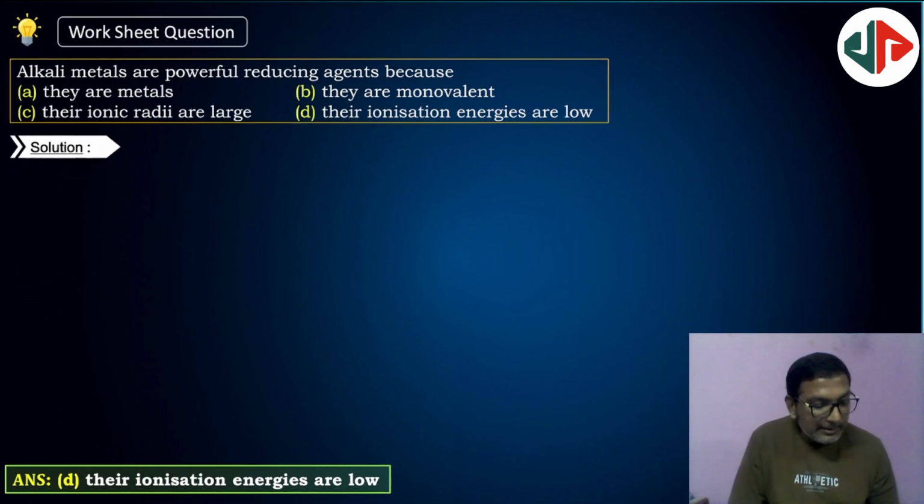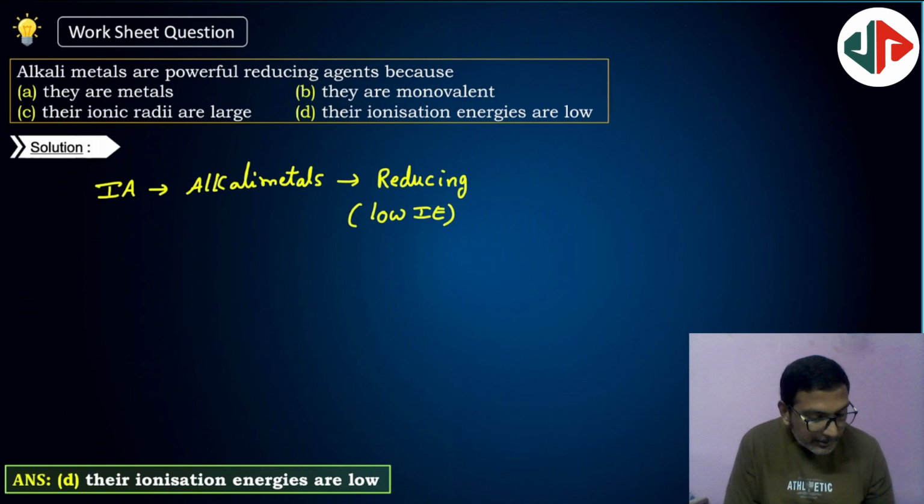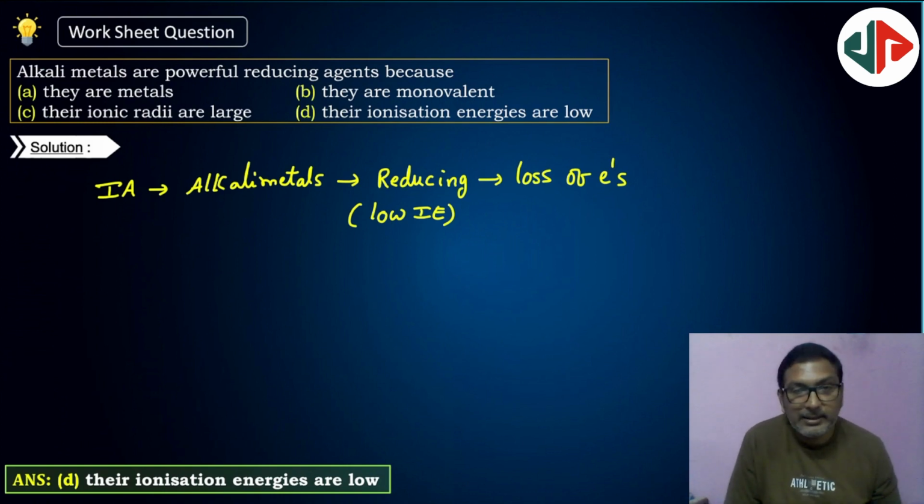So alkali metals are powerful reducing agents due to their low ionization energy. First A group are alkali metals, reducing due to low ionization energy. Reducing means here loss of electrons. So due to low ionization energy, they can lose electrons more easily. Therefore, they are powerful reducing agents due to low ionization energy. Next.